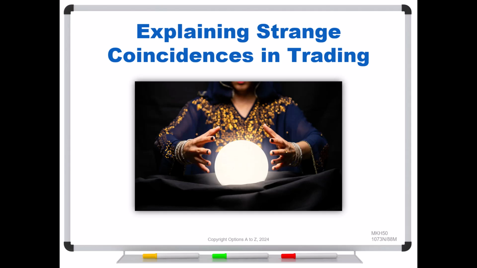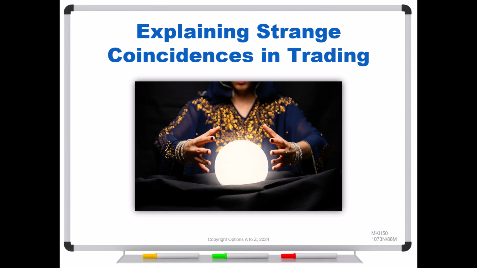Something that I talk to a lot of traders about is these discussions about trying to explain what appear to be strange coincidences in trading. And so I'll hear a lot of traders who might say, well, because this happened, maybe we hit a retracement level or a moving average, and therefore I saw this result, therefore it caused it. And they never stop to think, are there other explanations? Could it just simply be chance at work?